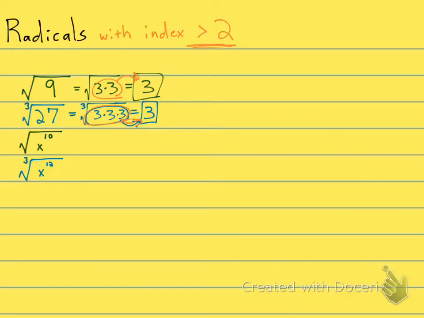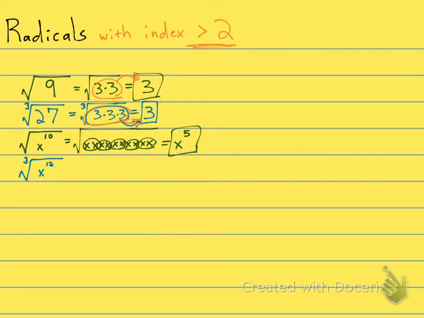All right, let's look at the square root of x to the 10th. Well, how many groups of 2 are inside? Well, I could write them all out. Sure. 1, 2, 3, 4, 5, 6, 7, 8, 9, 10. So how many groups of 2? Every time I get a group of 2 with a square root, I take 1 out. 1, 2, 3, 4, 5. So my answer here is going to be x to the 5th out of the radical.